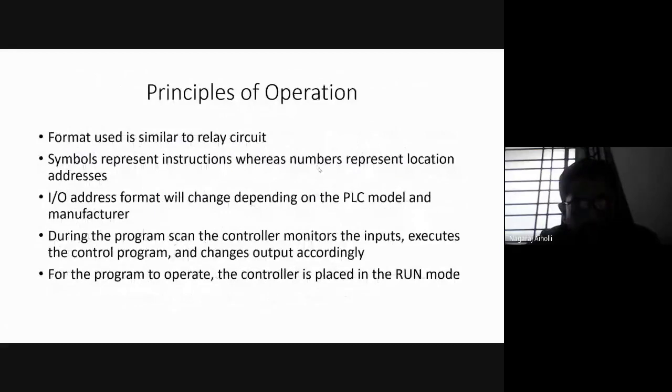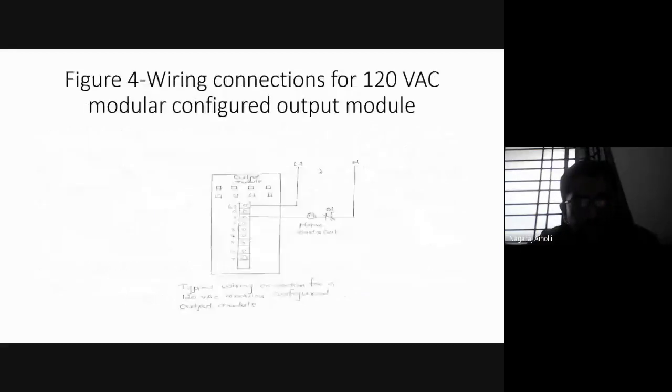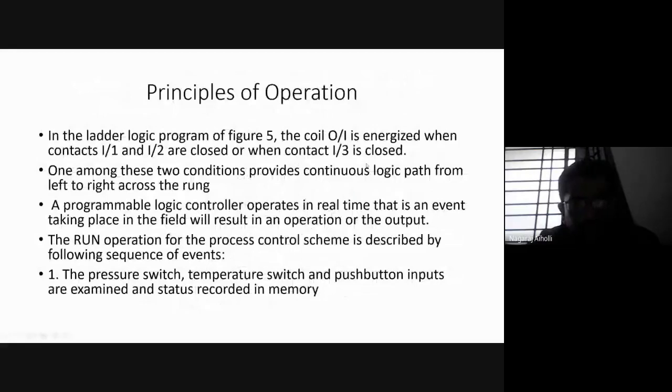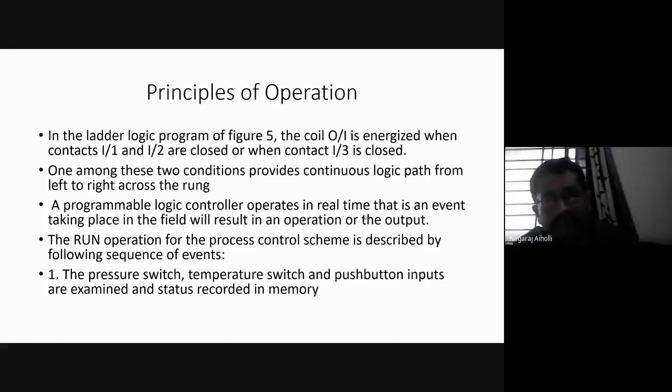So the controller is placed in the run mode. That is the point that I have indicated here. One among these two conditions provides a continuous logic path from the left to right across the rung. A PLC operates in real time. Now, what is the meaning of real time operation of the PLC? When does the PLC identify the inputs, when does it go for scanning, or when does it execute the program?